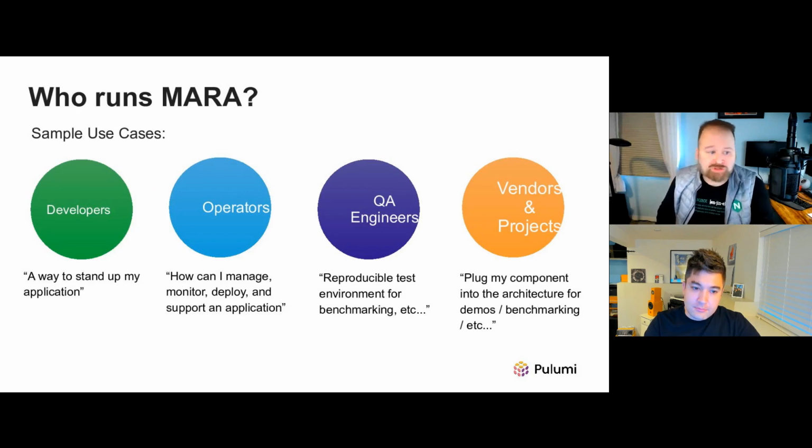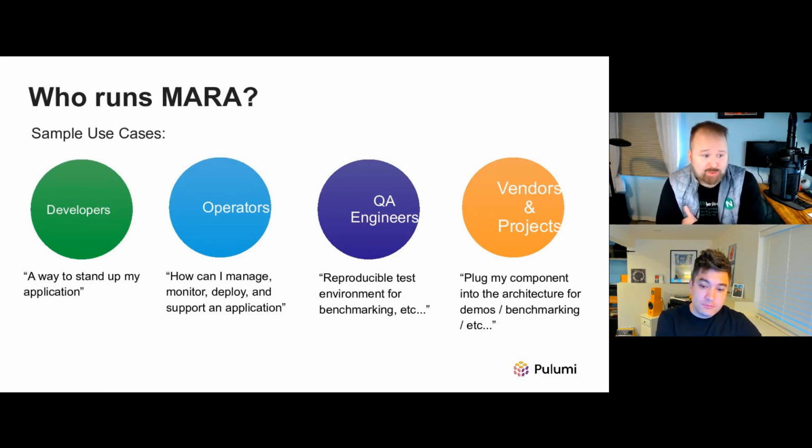So finally, who runs Mara? What are the use cases we see out there? Well, for developers, it's a way to stand up an application. They deploy Mara, and instead of our bank of Sirius application, they go ahead and set up their own application. As an operator, I want to understand how I manage my installation, how I deploy things, and how things break. What are my failure modes? What do they look like?